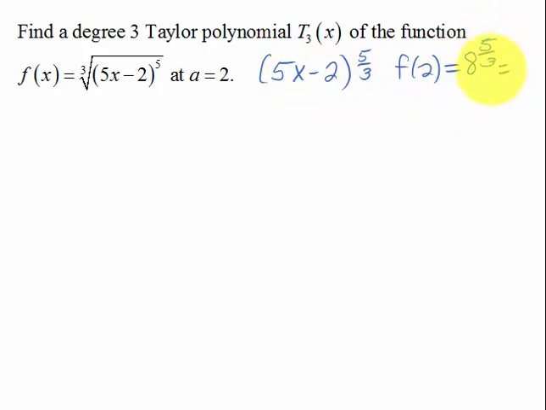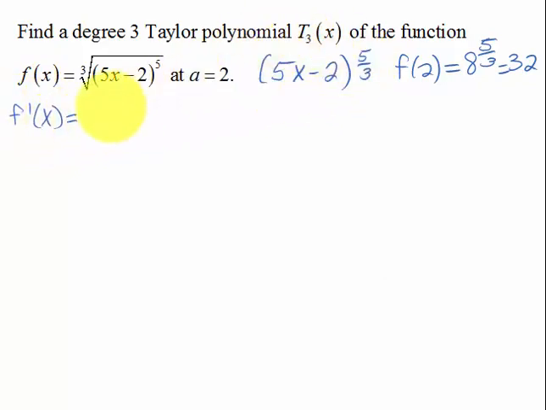And we know that a denominator of 3 means to cube root. So we'd cube root 8 and get 2 and raise it to the 5th power. So that's going to be 32. Now we're going to need to take 3 derivatives. So let's start here with the first derivative.